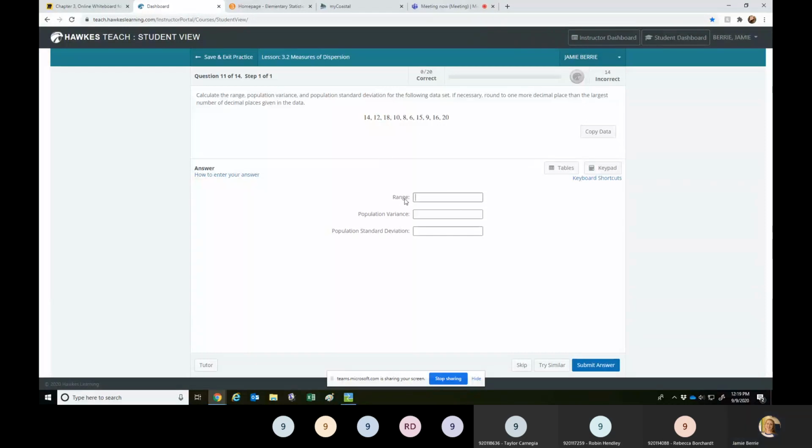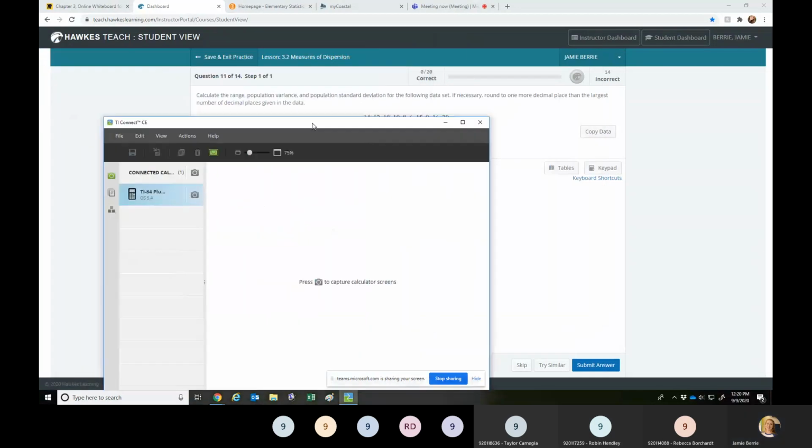All right, so let's start by finding the range. Range is super easy. Find the highest data value, the maximum, and the minimum. So maximum is 20 and minimum looks like 6. So the range would be 20 minus 6, which is 14. Now let's look at population variance and population standard deviation. So get your calculator. I'm going to go over here to my TI Connect app.